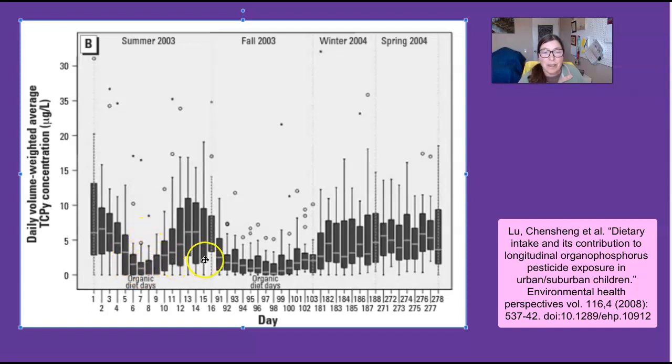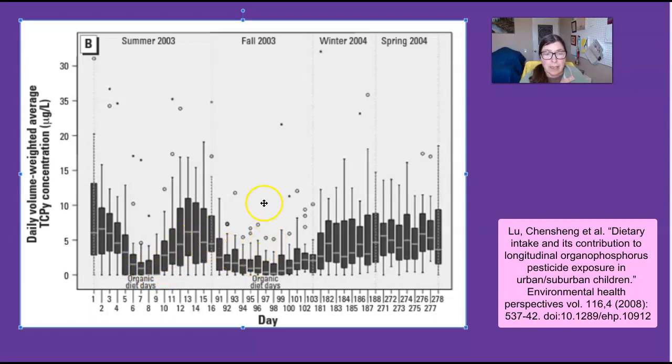And you can see here they use the plus and minus 1.5 quartile type of box and whisker. All these circles are outliers, and these dots are what they labeled actually extreme values. So they left out the outliers and extreme values, and you can just watch the median go down, and it came back up again when they stopped eating the organic food.